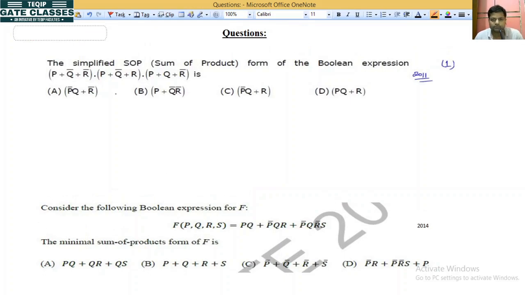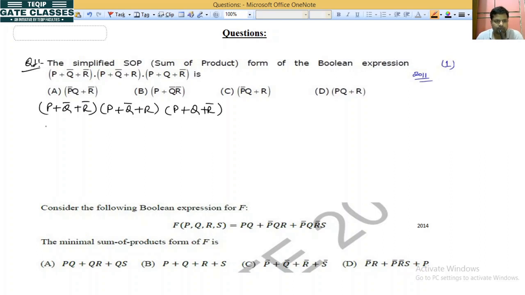Now we have some previous years' GATE questions. Let us solve them one by one. So question number 1: the simplified SOP form of the Boolean expression. The expression is (p plus q bar plus r bar), (p plus q bar plus r), (p plus q plus r bar).